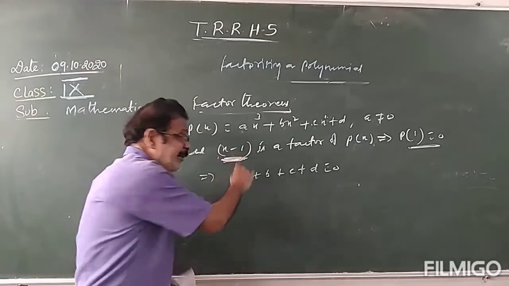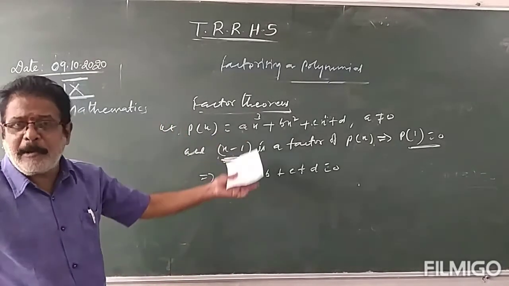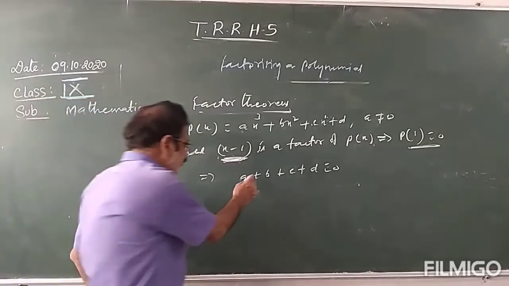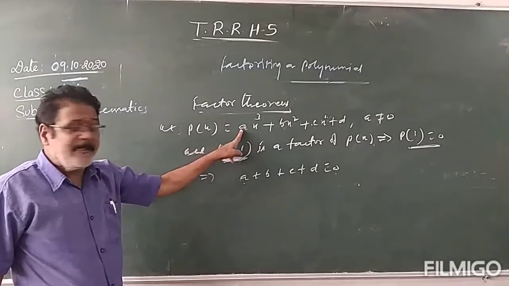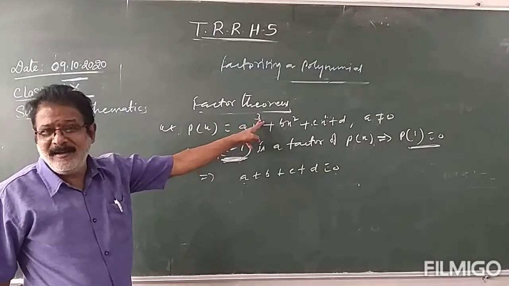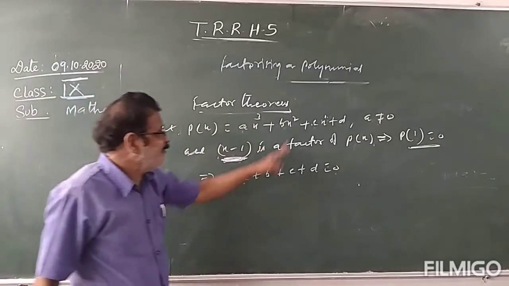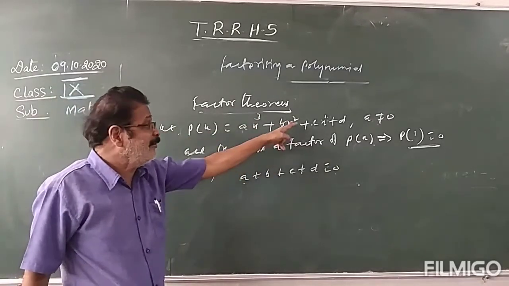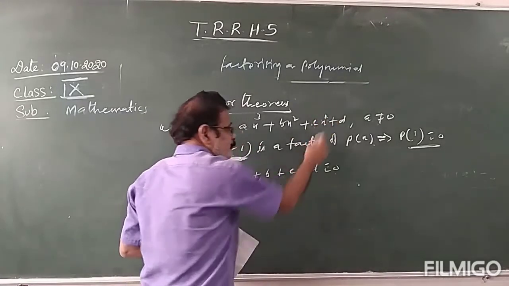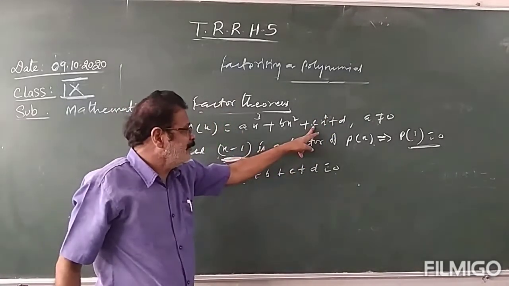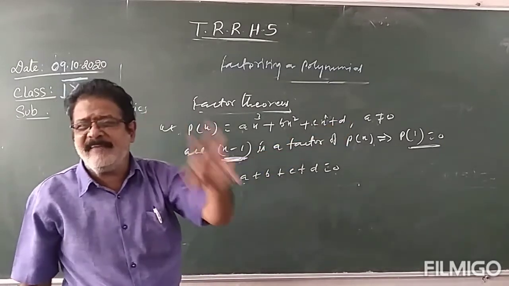When can we say x minus 1 is a factor? When x minus 1 is a factor of the given polynomial, the sum of the coefficients must be 0. Here, the x cube coefficient is a, and x cube is an odd power. b goes with x square, an even power. c goes with x, power 1, an odd power. d is the constant, and all constants are treated as even powers.